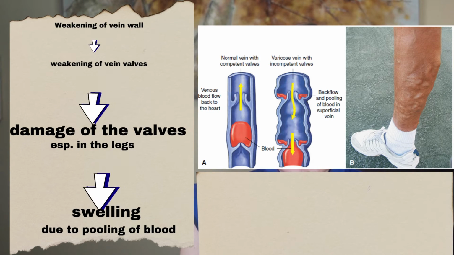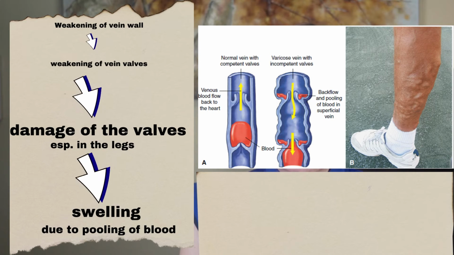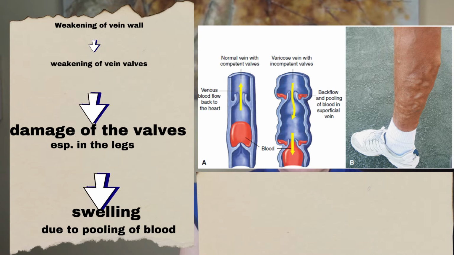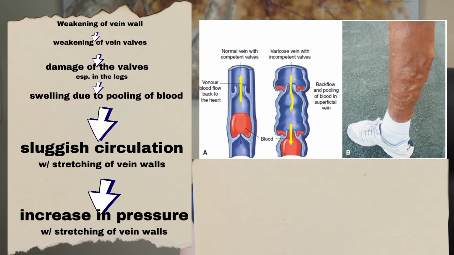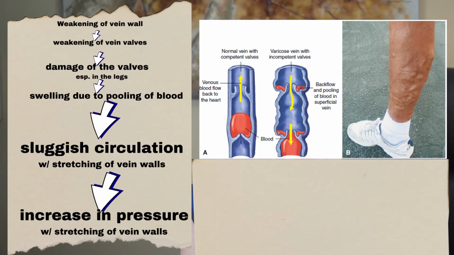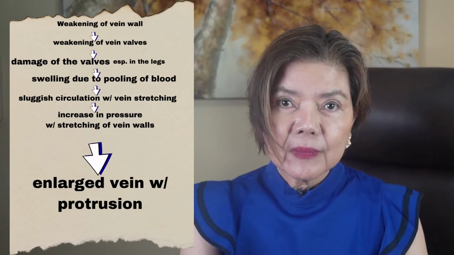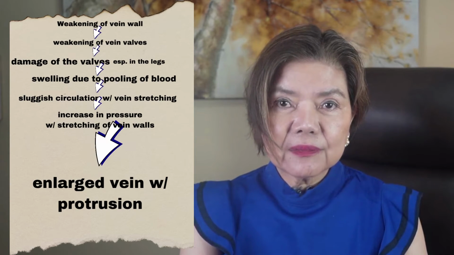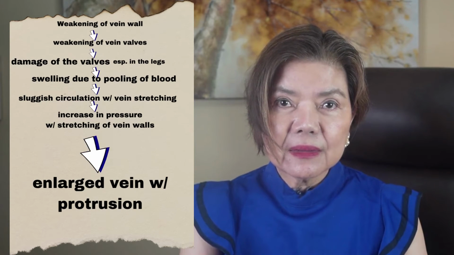There will be swelling o pamamaga dahil sa pag-iipon ng dugo or due to the collecting or pooling of blood. This will cause sluggish circulation with stretching of the vein walls leading to increased pressure, causing the veins to enlarge and appear in the surface of the skin.